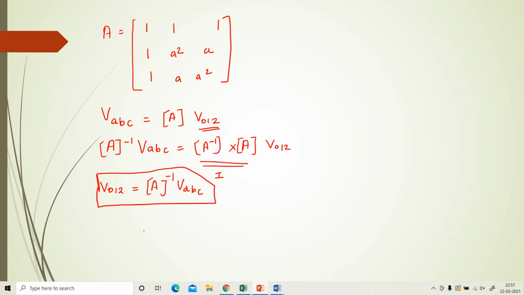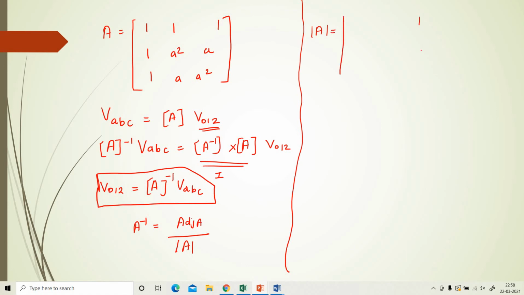Okay. So next, how to find out the A inverse? A inverse is adjoint of A divided by determinant of A. So this is a very tedious process. So I have to use the shortcut method to find out the A inverse. So first of all, I am going to find out the determinant of A. 1, 1, 1; 1, a square, a; 1, a, a square. What is the determinant? 1 of a power 4 minus a square.